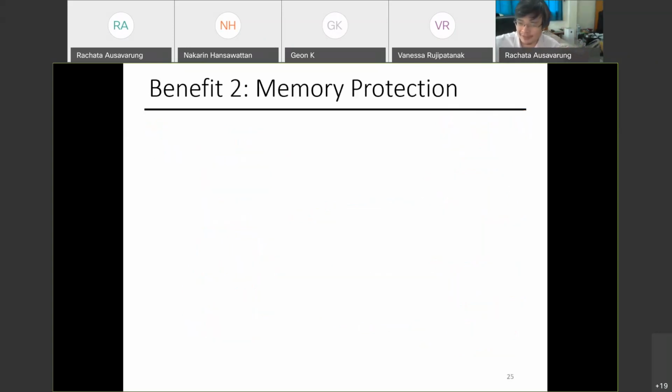The second benefit is this. You have program A and B, right? Program A and program B.